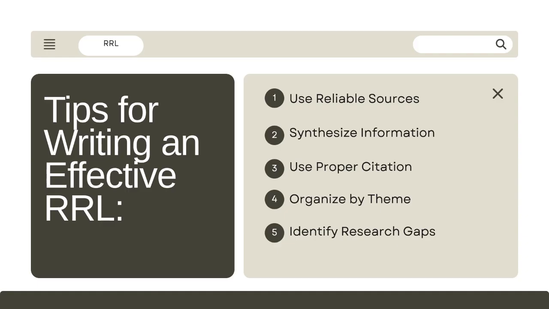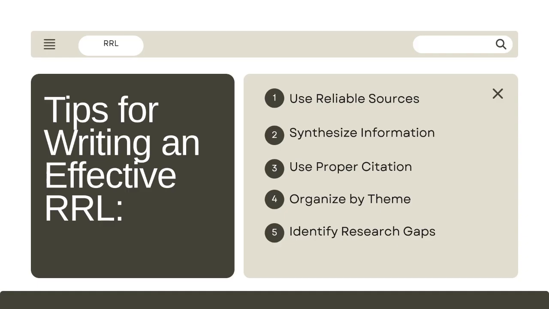Third is use proper citation. Usually we follow the APA format, to avoid plagiarism. Fourth, organize by theme. Structure your review based on themes, trends, or gaps in research. Your RRL must be based on your statement of the problem. So if you have three questions in the statement of the problem, for your RRL you can also have three subheadings.